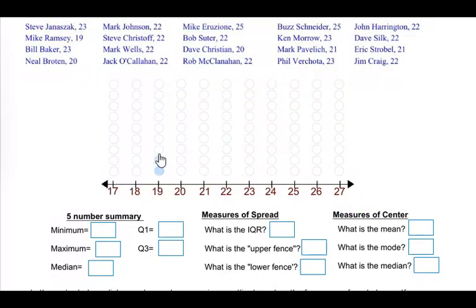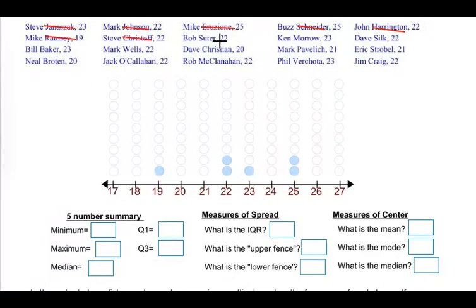When we make the dot plot, we click from the bottom up, not the top down, and we do not start in the middle. Let's mark them off as we go so that we don't use a name twice. Janasak was 23, Johnson 22, and Eruzione 25. Next is Schneider, Harrington, and Ramsey. They were 25, 22, and 19. Man, Mike Ramsey was young.